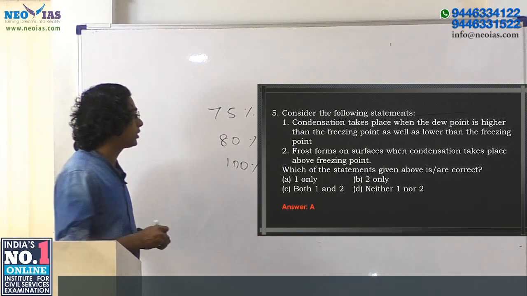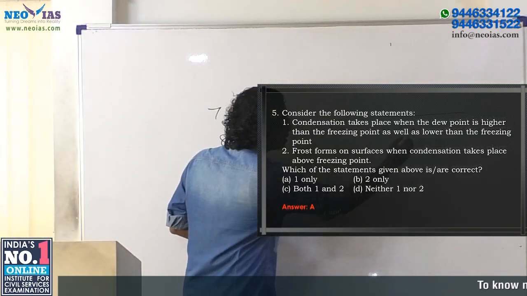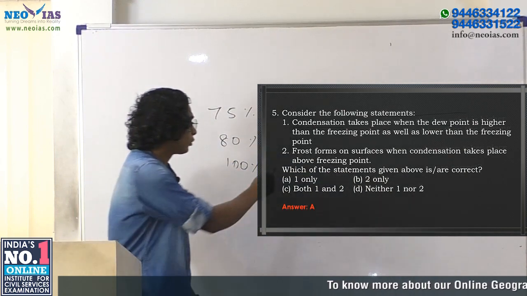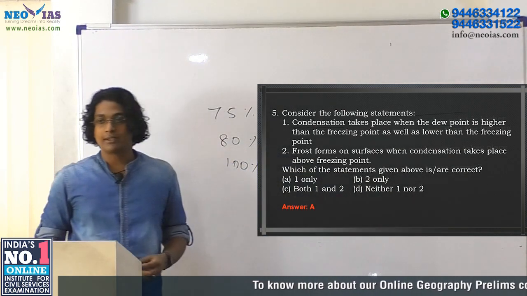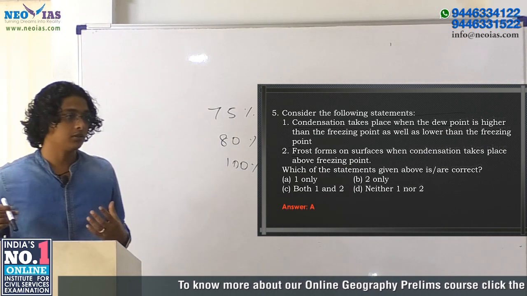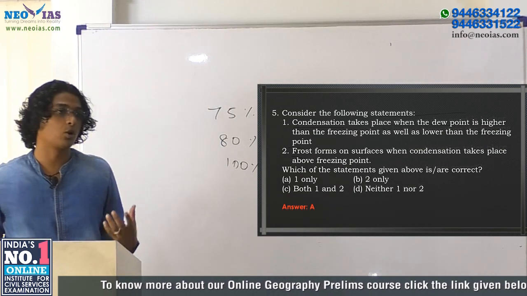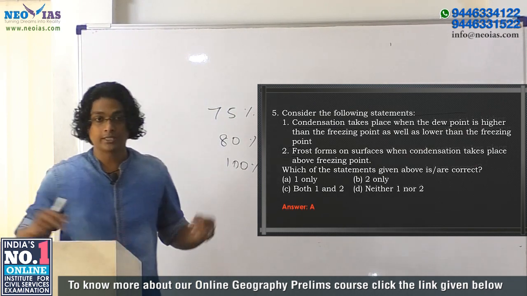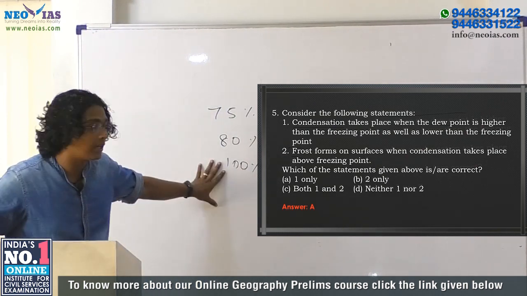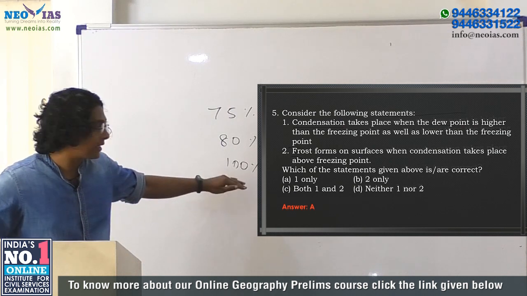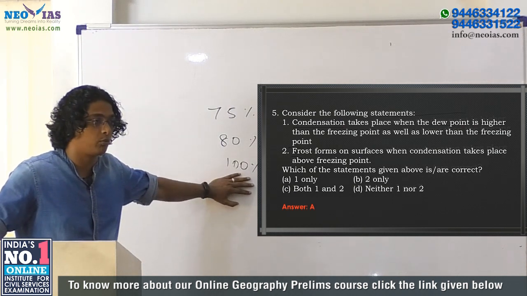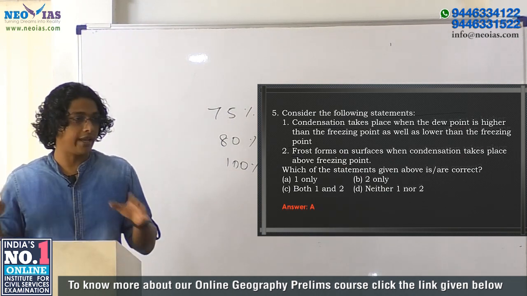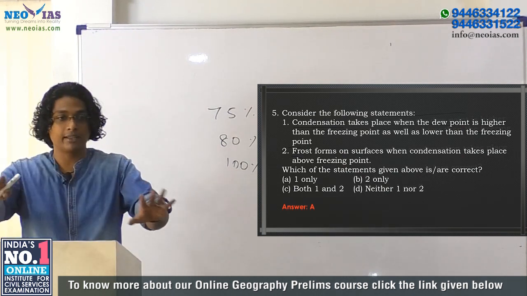Here there are a few terms given: condensation, dew point, freezing point, and frost. Condensation means when water vapor changes back to water droplets. Earlier, when I talked about relative humidity, there is this thing called 100% relative humidity. What does it mean? The entire capacity of the air to hold moisture is completely filled.